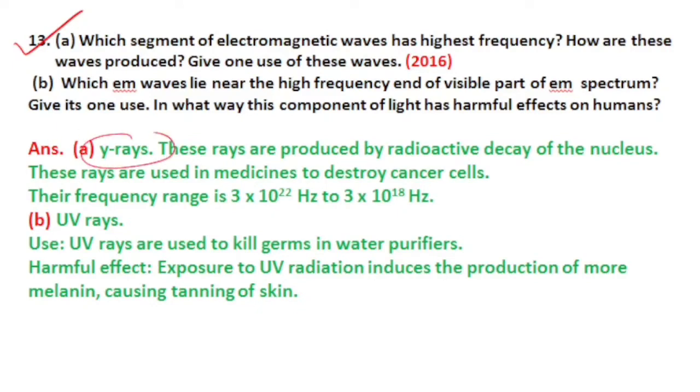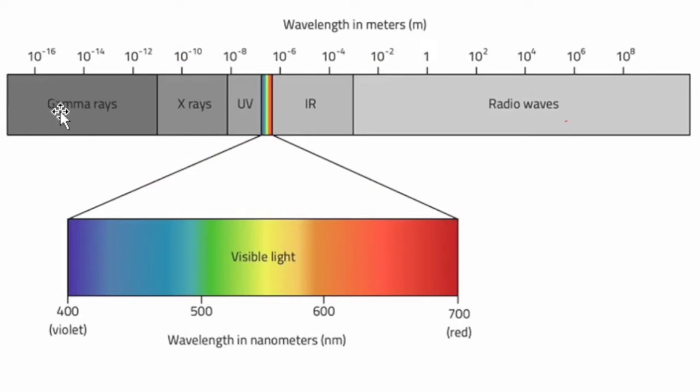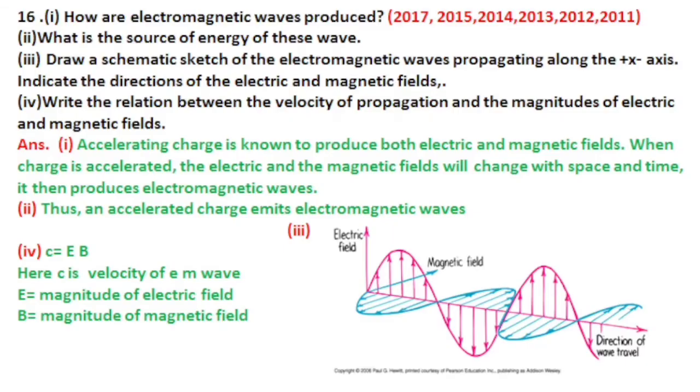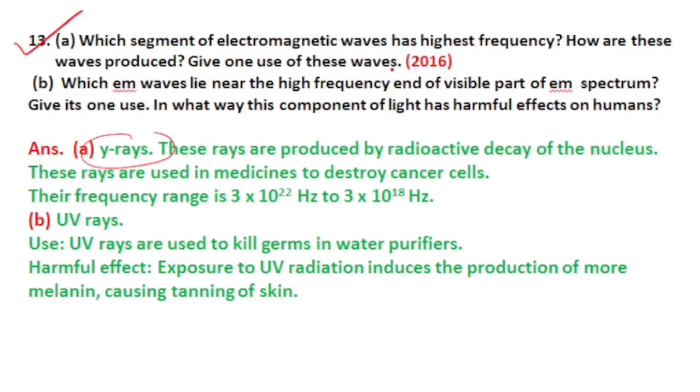Yes, gamma rays. In this one, gamma rays have the highest frequency, and radio waves or microwaves the minimum frequency, and gamma rays have minimum wavelength. Radio waves and microwaves have maximum wavelength. So, write the name of that electromagnetic radiation which has highest frequency. Then how are these waves produced?